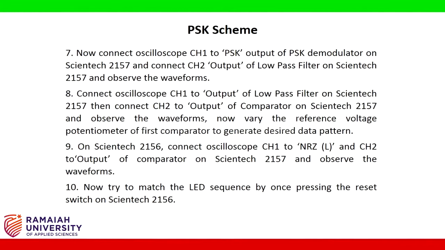Connect oscilloscope channel 1 to output of low pass filter on Syntec 2157, then connect channel 2 to output of comparator on Syntec 2157 and observe the waveforms. Now vary the reference voltage potentiometer of first comparator to generate desired data pattern. On Syntec 2156, connect oscilloscope channel 1 to NRZ and channel 2 to output of comparator on Syntec 2157 and observe the waveforms. Now try to match the LED sequence by once pressing the reset switch on Syntec 2156.